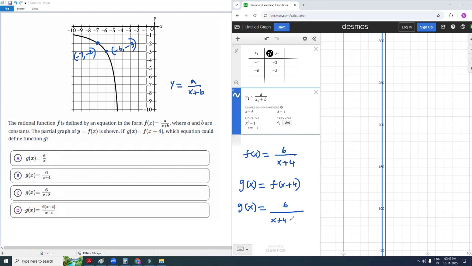And we can write this positive 4 over here. Then we get 6 over x positive 8. Okay, here I got the function g of x. That is, g of x equals 6 over x positive 8. We find this in answer choice C. So the correct answer choice for this question is C. Okay, let's go to the next problem.